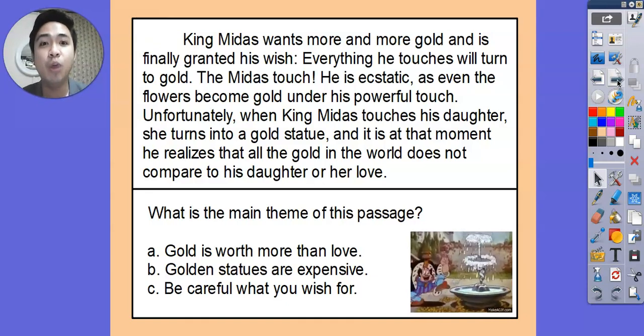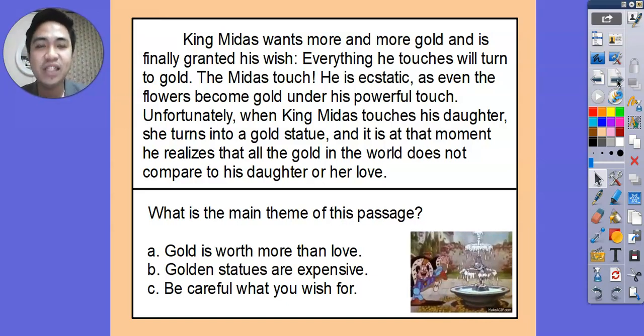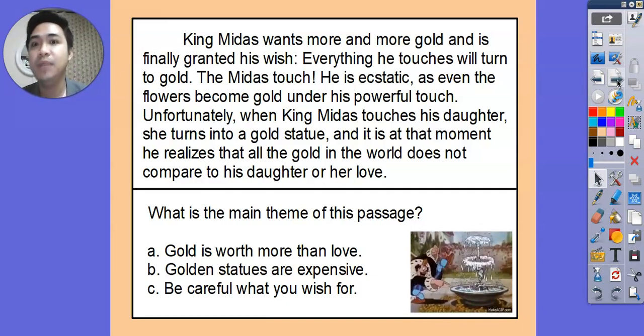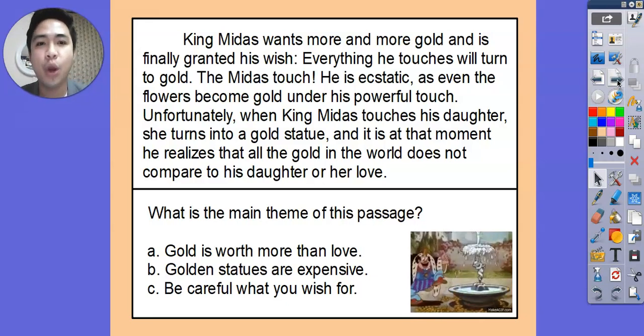King Midas wants more and more gold and is finally granted his wish. Everything he touches will turn to gold. The Midas touch. He is ecstatic as even the flowers become gold under his powerful touch. Unfortunately, when King Midas touches his daughter, she turns into a gold statue, and it is at that moment he realizes that all the gold in the world does not compare to his daughter or her love.